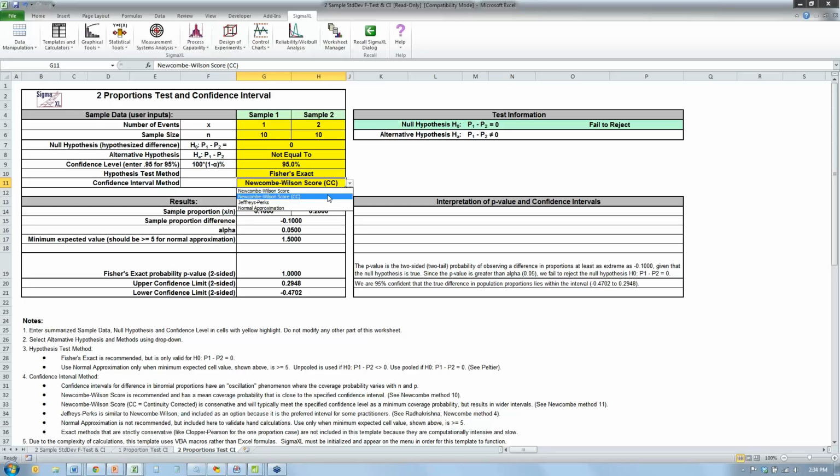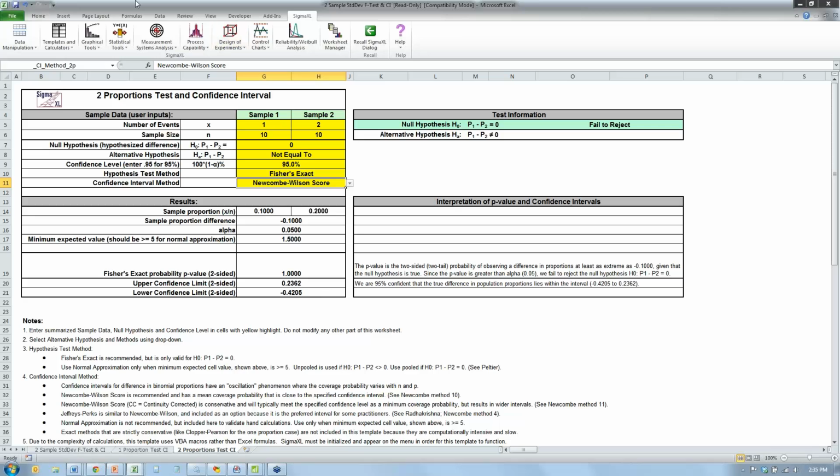Jeffreys-Perks is something some people prefer, so we've included that as an option. Practitioners may already be using the Jeffreys-Perks confidence interval for two proportions, so we've added that. However, the recommended is the first one, the Newcombe-Wilson score, and that gives you your 95% or whatever confidence level you dial up.